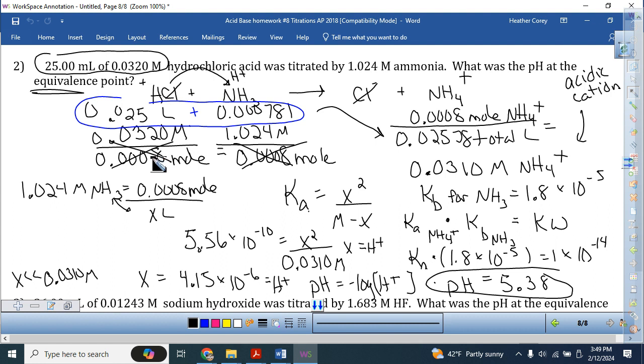Okay, so once again, find the moles. These are going to get used up because they're limiting. They're going to tell you the moles formed. Find the liters of the other solution, add them up to get total liters. So moles divided by your total liters is going to give the molarity. Check to see if you're looking at an acidic cation or a basic anion. Then if it's an acidic cation, you need a Ka. If it's a basic anion, you need a Kb. Solve for x. If it's Ka, your x is H plus. If it's Kb, your x is OH minus.